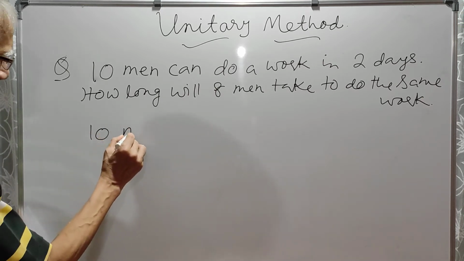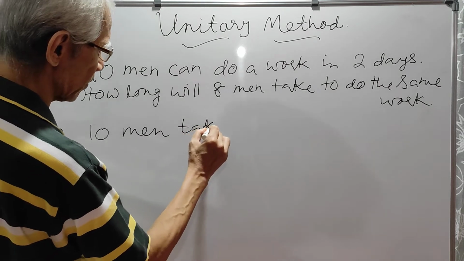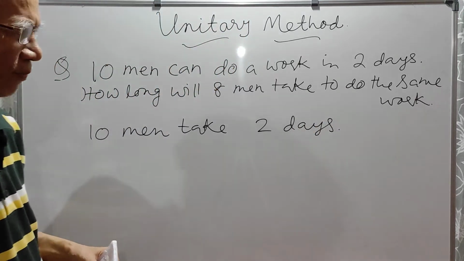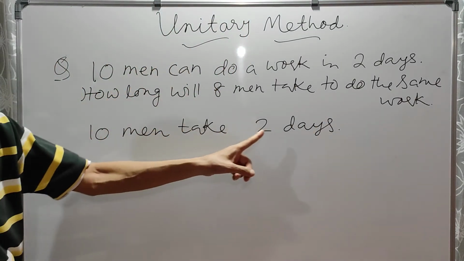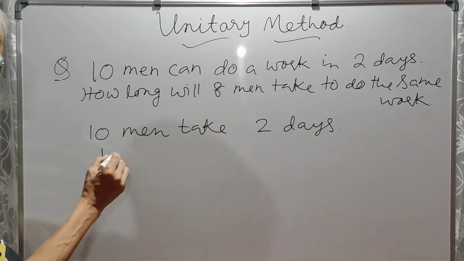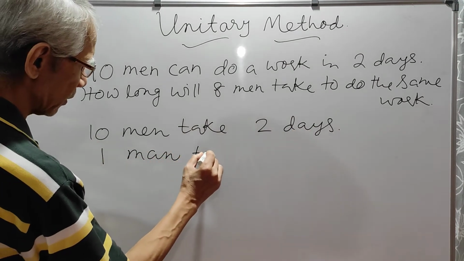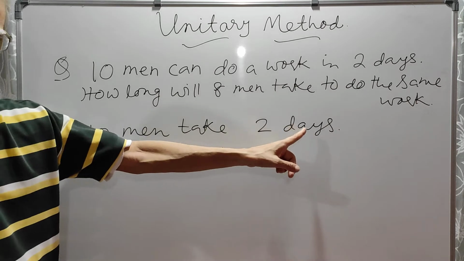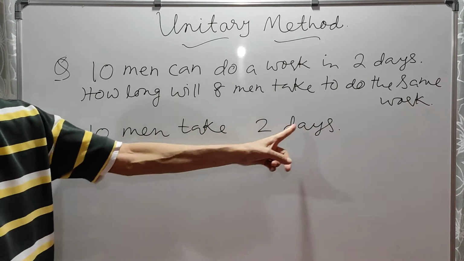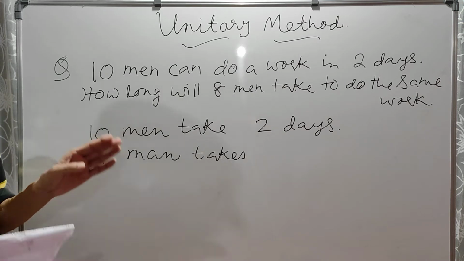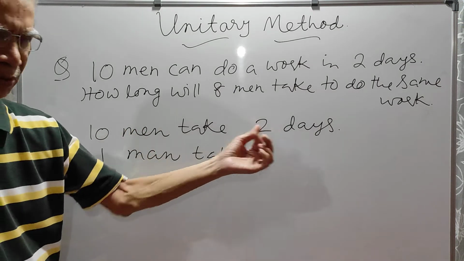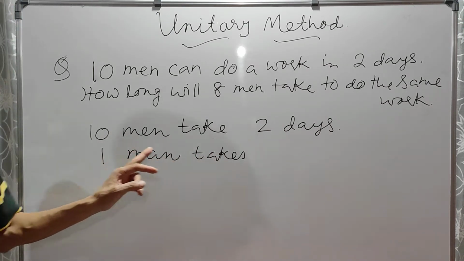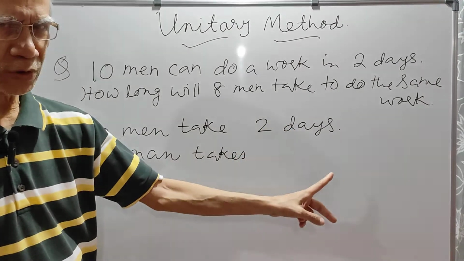So 10 men take 2 days. To do the work, 10 men take how many days? 2 days. Therefore, 1 man alone. Yes, you see, 10 men take 2 days. Now, if only 1 man works, definitely it will take many more days. 10 men together doing the work can finish in 2 days. If only 1 man has to do the whole work, definitely he will take many more days. So many more, so we have to multiply.